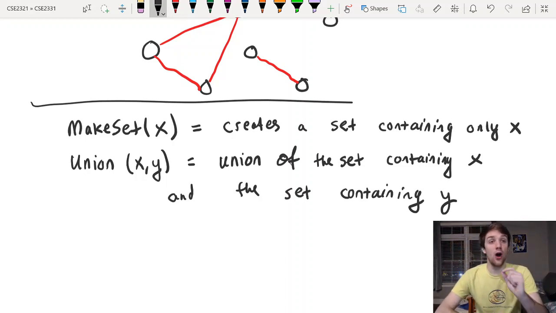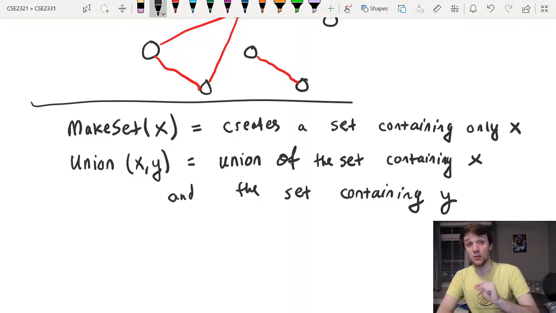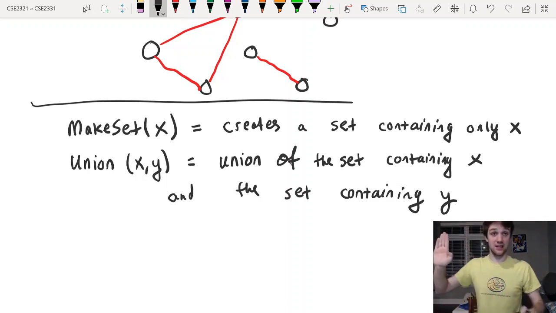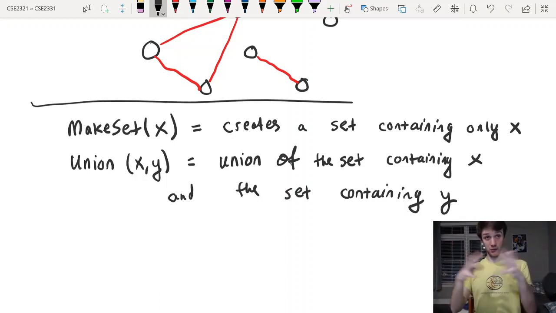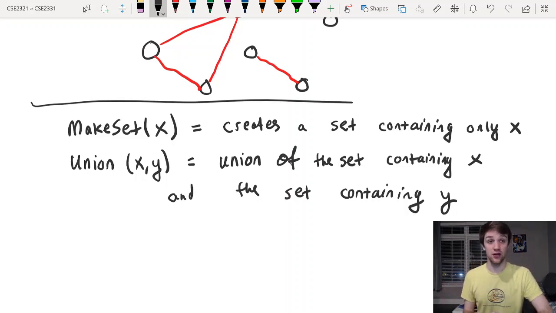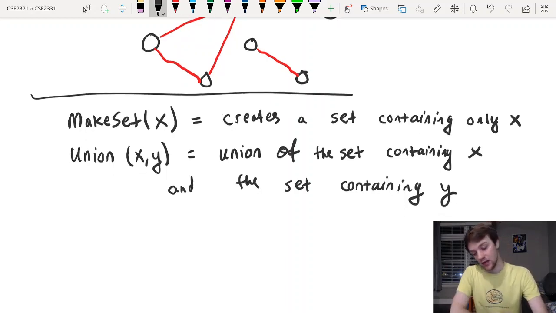Notice that X and Y are not sets. They are elements that exist in some set. So we're saying whatever set X exists in and whatever set Y exists in, we're going to combine those two sets. We are not combining a set X and a set Y. So that is a peculiarity of this data structure that we need to be careful with.